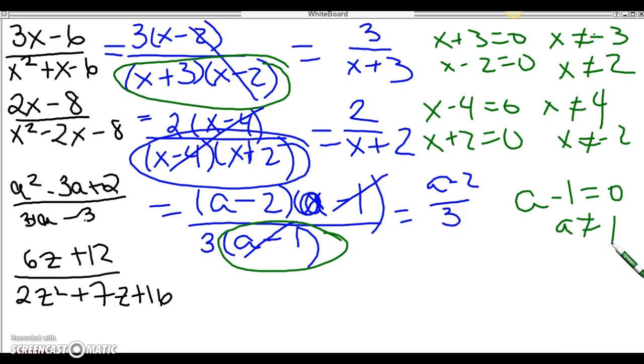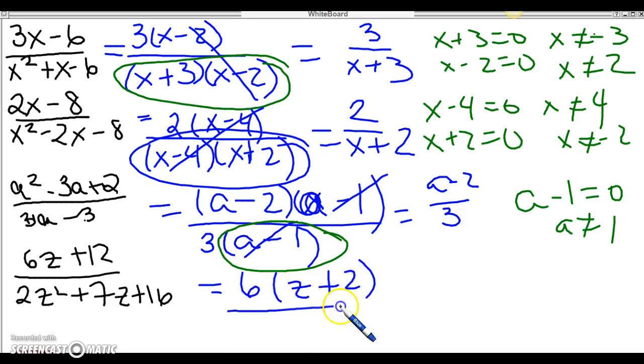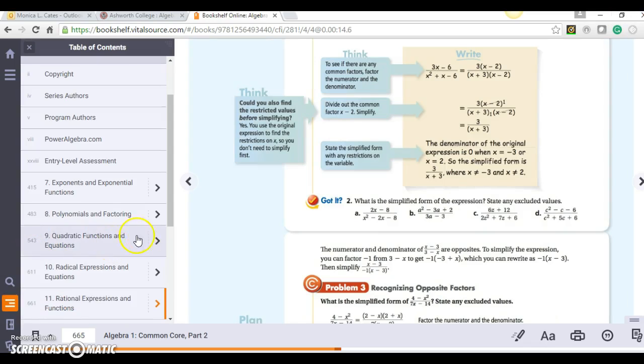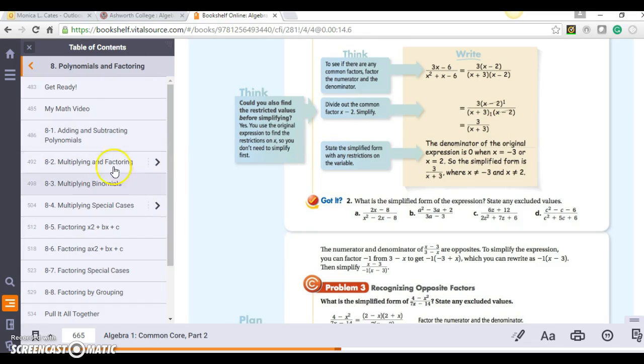Alright, let's look at the next one. For my numerator, I factor out a 6, so 6 times z plus 2. And my denominator is a little different this time because I have an a value. And again, if you don't remember, we're going to go back to factoring, which talks about factoring when you have an a value. So factoring with special cases. If you don't remember how to factor, you definitely need to go back to this lesson.